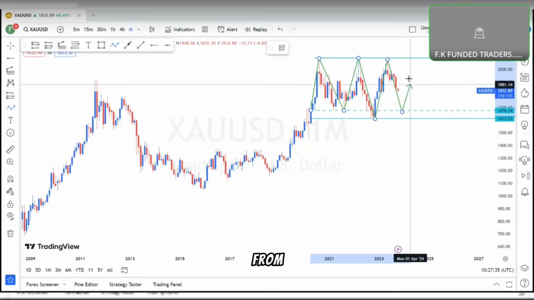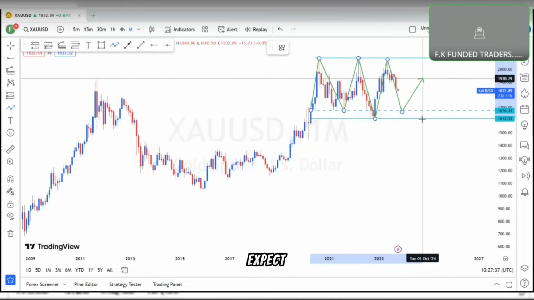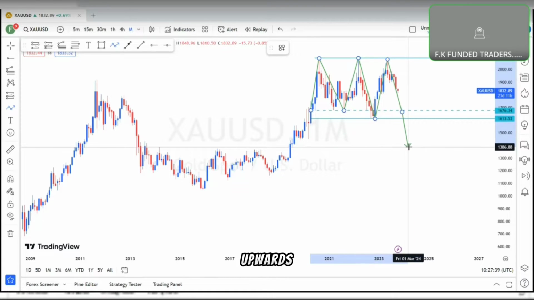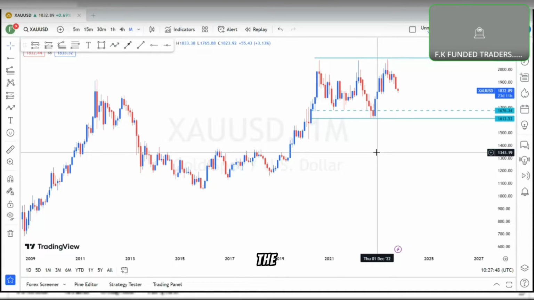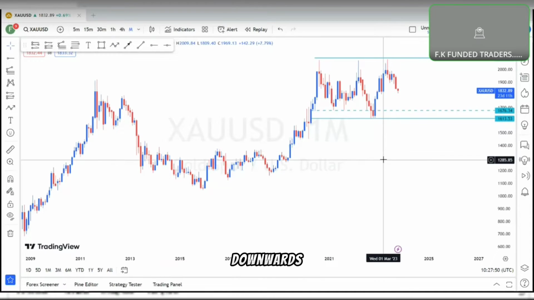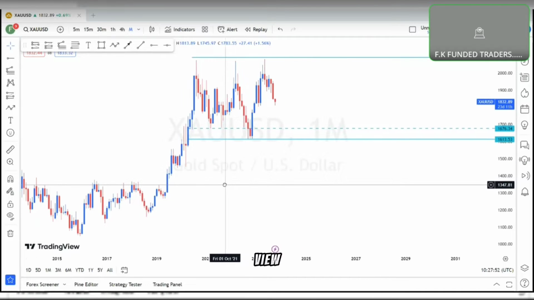So from there, I showed you what we could expect. We either go upwards or we go downwards, according to what you see. Then at the moment, I had to go downwards to show you a clear view or a clear image.